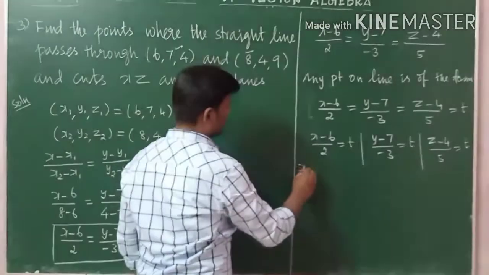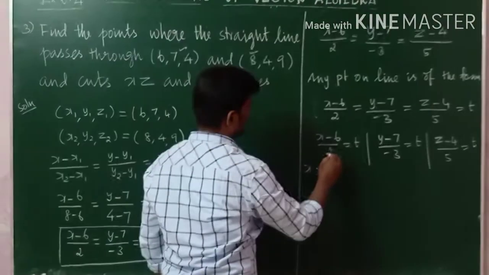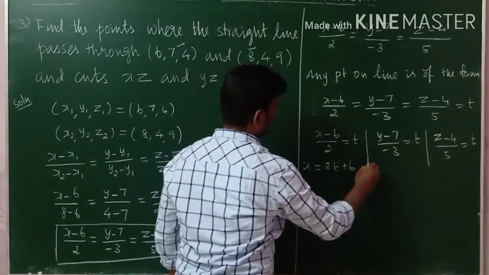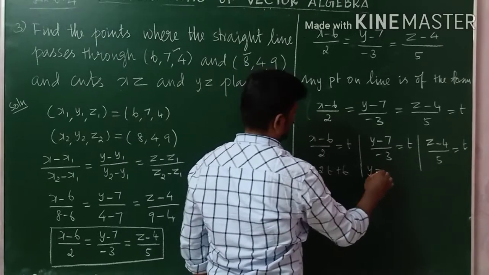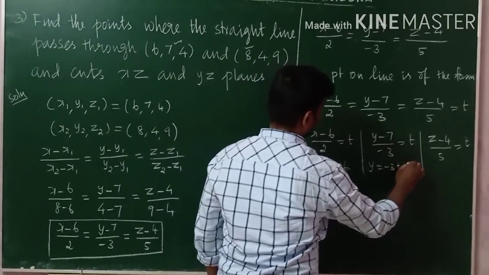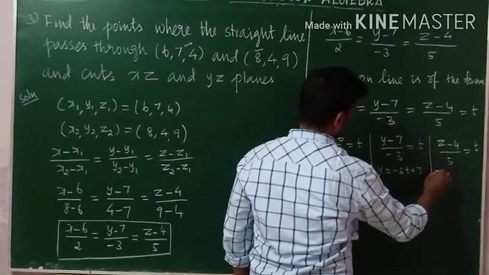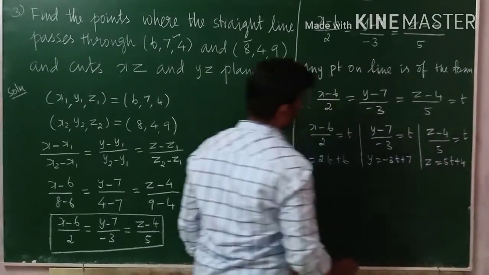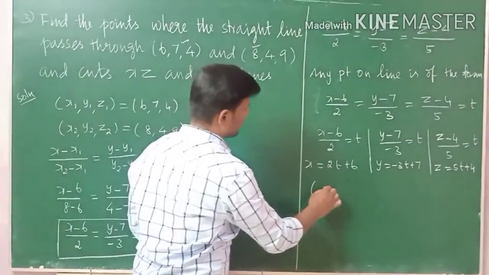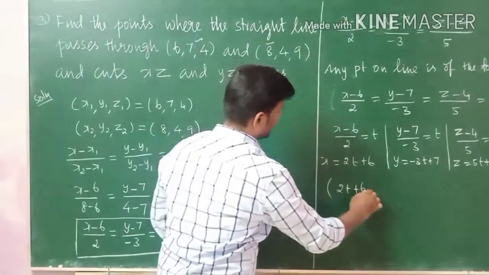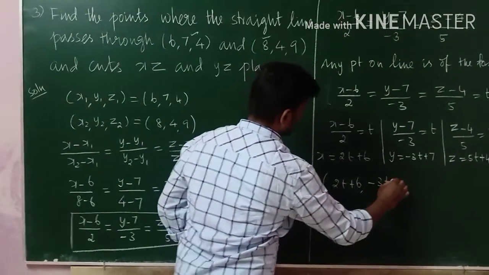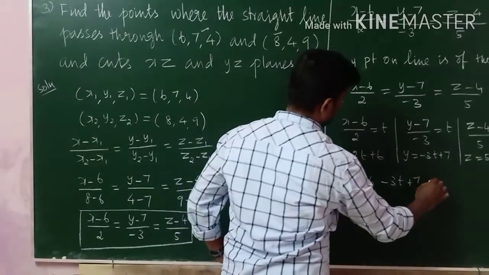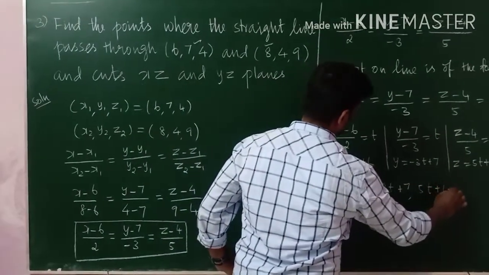So what is the x coordinate? 2t + 6. And what is the y coordinate? -3t + 7. And what is the z coordinate? 5t + 4. So any point on the line is of the form (2t + 6, -3t + 7, 5t + 4).